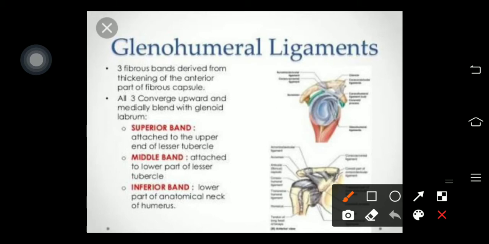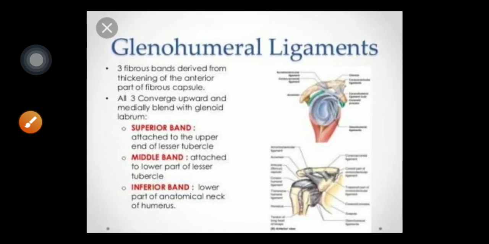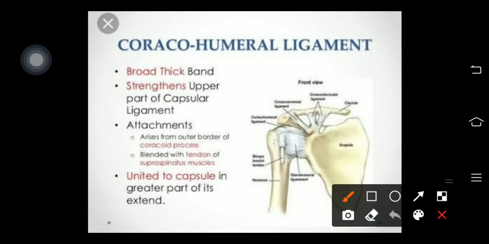Now, the next ligament we're going to see is also very important, that is the coracohumeral ligament. The coracohumeral ligament is a strong band of fibrous tissue. The attachment is in its name itself, right? From the coracoid process to the greater tubercle of the humerus. So that is its attachment.